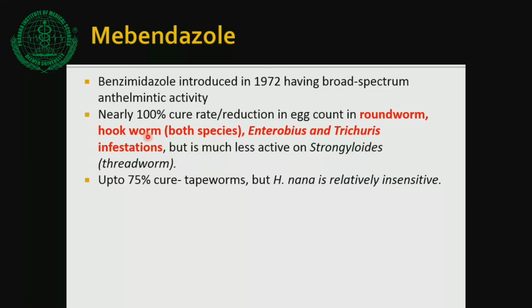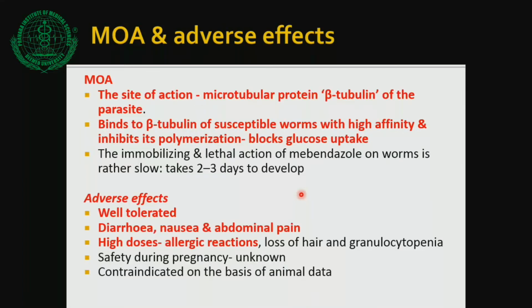All these have a 100% cure rate with mebendazole, but it is much less active on Strongyloides stercoralis, that is the threadworm. Here the drug of choice is ivermectin, as we have seen in that chart. Mebendazole is also active on certain tapeworms like Taenia solium and saginata, but the cure rate is 75%. While the cure rate of praziquantel is nearly 95 to 100%, that's why praziquantel is preferred and not mebendazole. Okay, but it is active against tapeworms also. But against Hymenolepis nana, it is relatively insensitive.